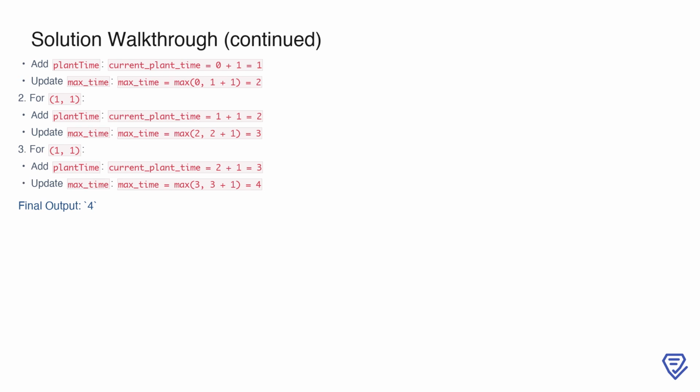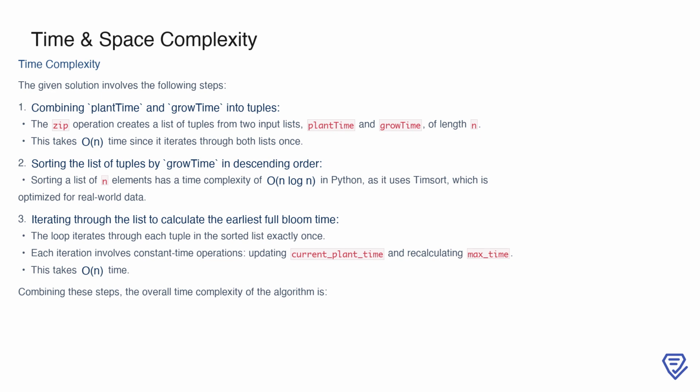This demonstrates how the algorithm efficiently calculates the result by prioritizing seeds with higher growing times while keeping track of cumulative planting time to ensure all flowers bloom as early as possible. To analyze the time complexity of this solution, we start by breaking it into its key steps. First, we combine the plant time and grow time lists into tuples using the zip function. This operation requires iterating through both input lists, each of length n, resulting in a time complexity of O(n).